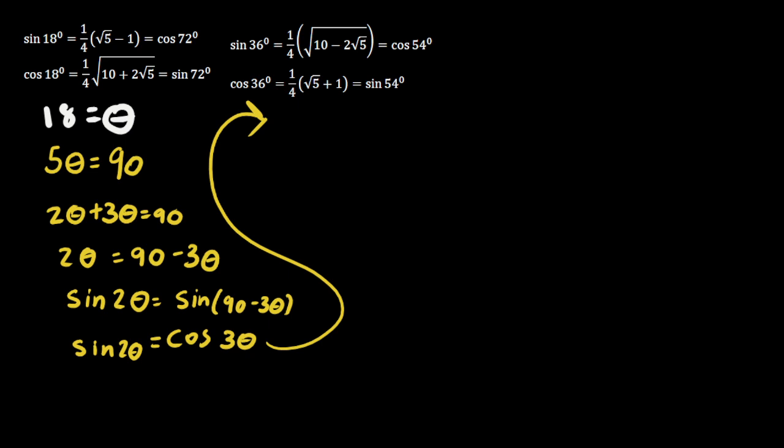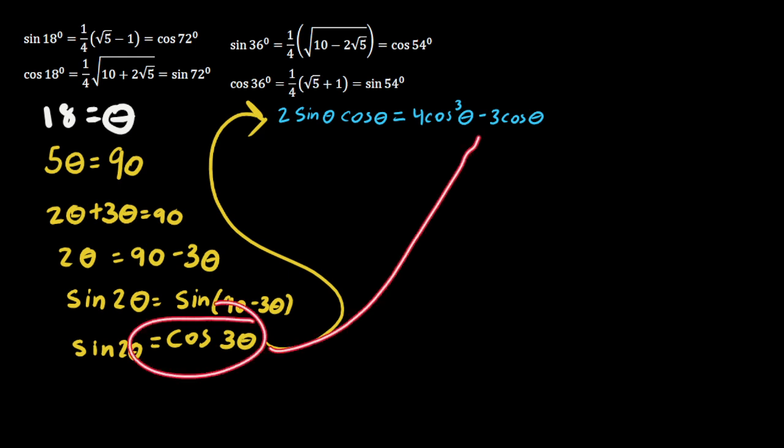So we can write sine 2 theta as 2 sine theta cos theta. We can write cos 3 theta as this, and that equals 4 cos cube theta minus 3 cos theta. Alright, so this equals this, and this equals this. These are just some preset formulas that I'm already using.